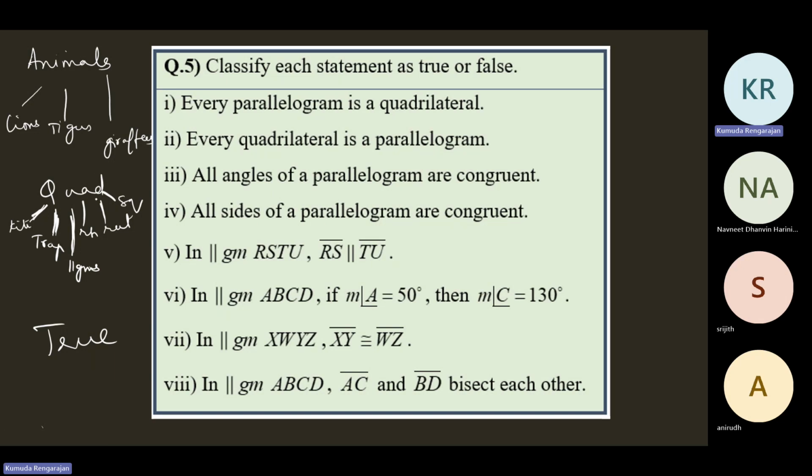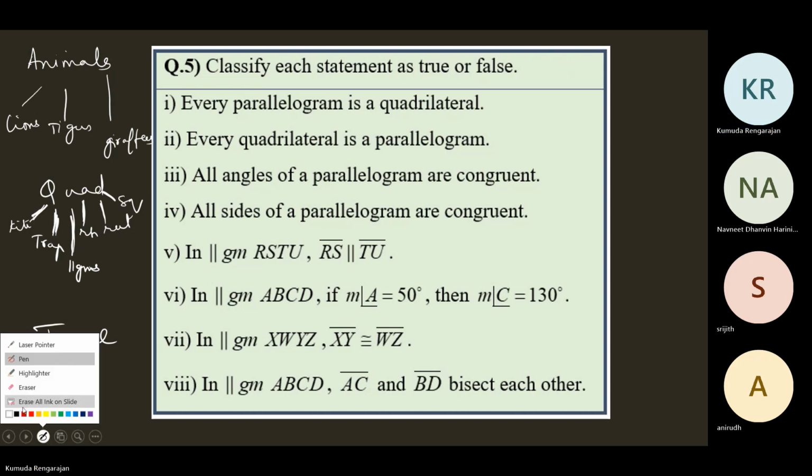But this statement, every quadrilateral is a rhombus, is false, because every quadrilateral need not be a rhombus. That quadrilateral can be a kite also, or it may be a trapezium, or it may be a parallelogram. So the statement, every quadrilateral is a parallelogram, is false.